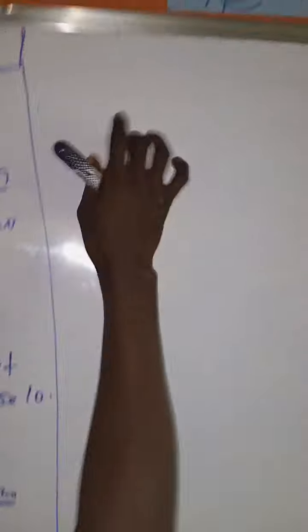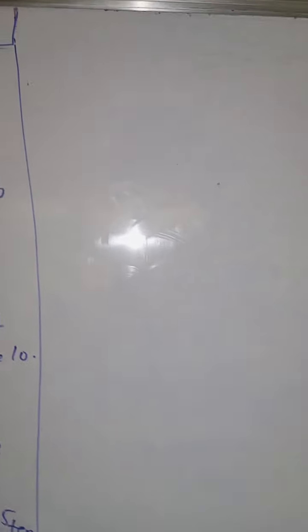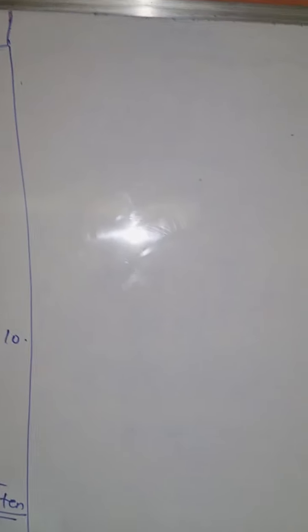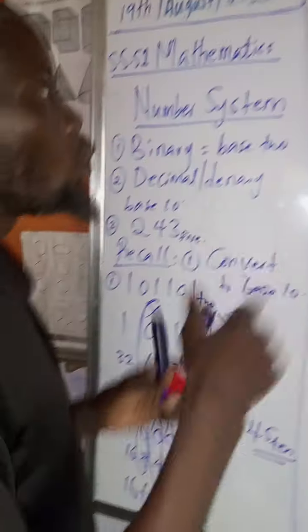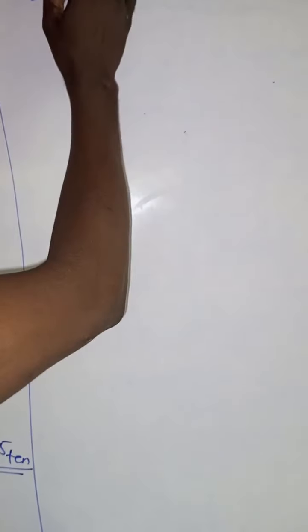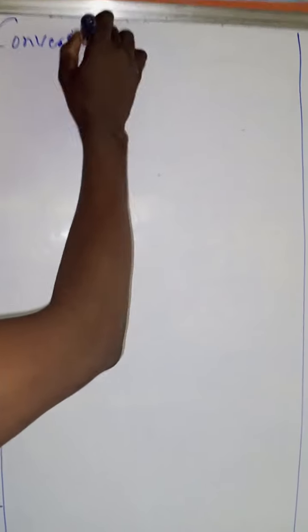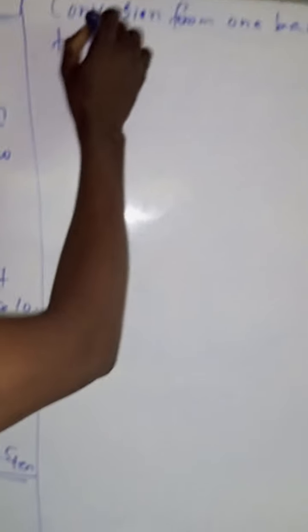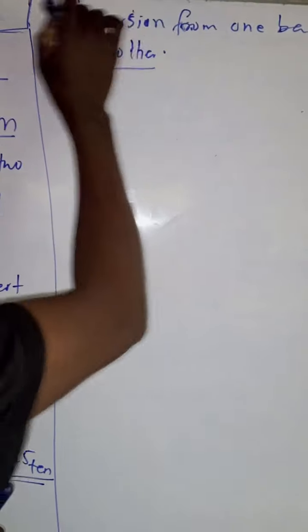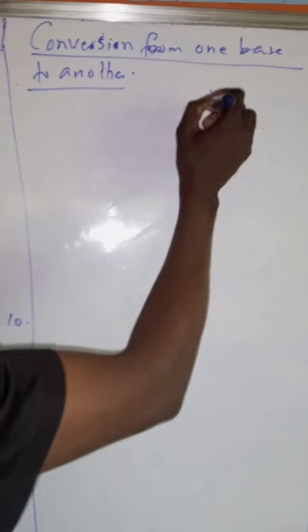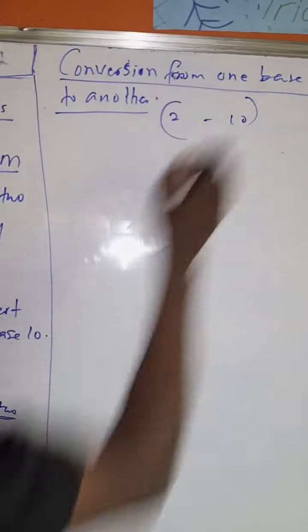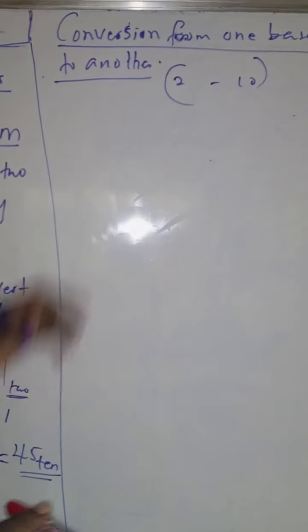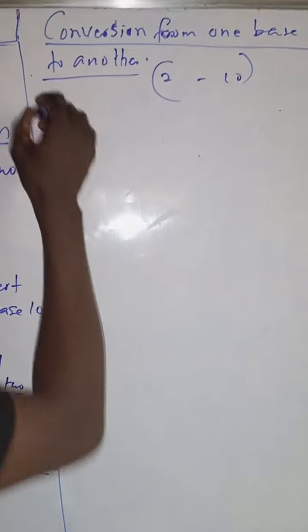Now let's go to the main work, and the main work here is SS1. How do we convert from one base to another? Conversion from one base to another. Now, we are not going to the garage. Our garage is base 10. We are coming from base 2, we know that one, very clear. Now, we want to come from one base to another base.